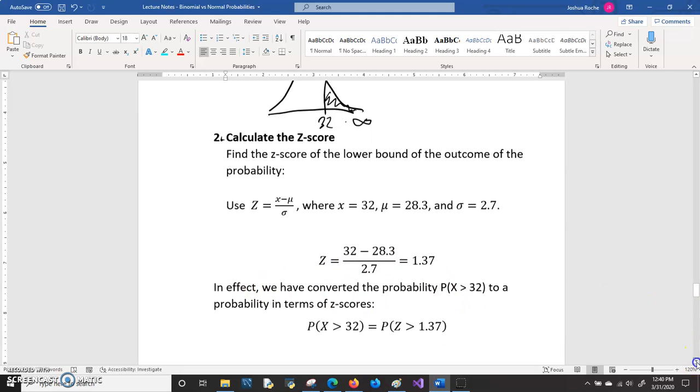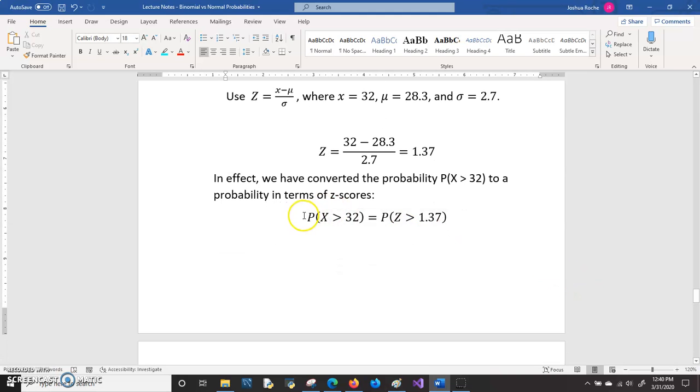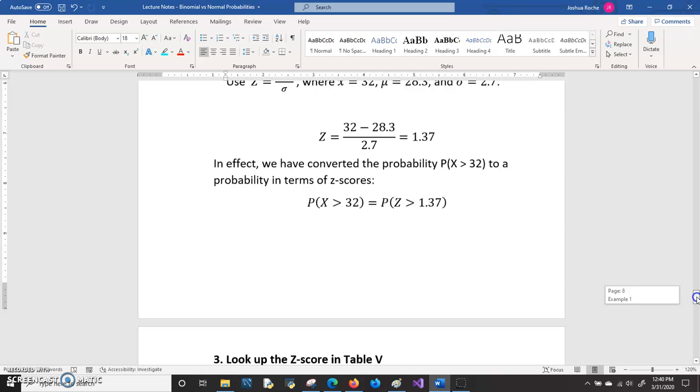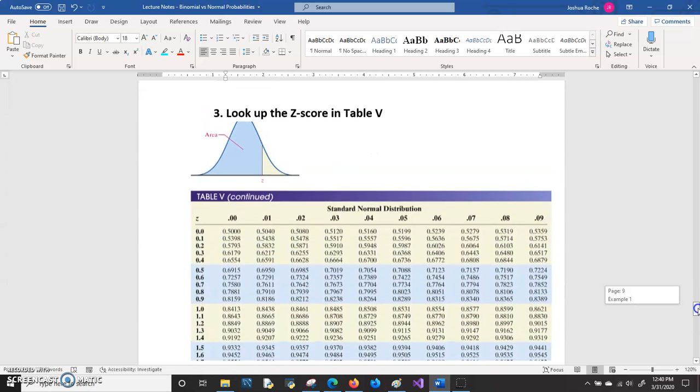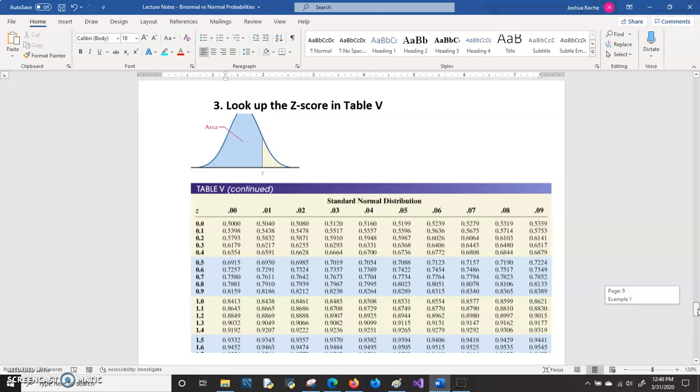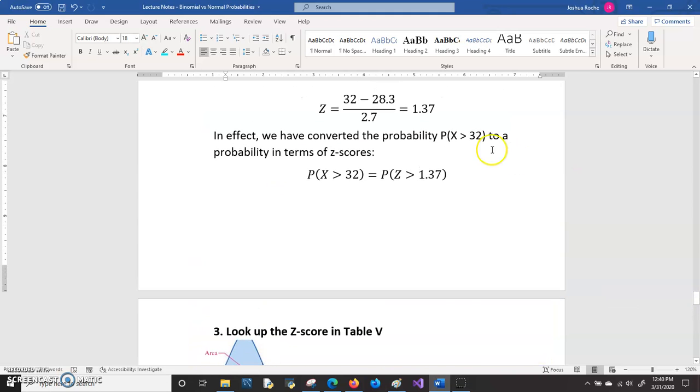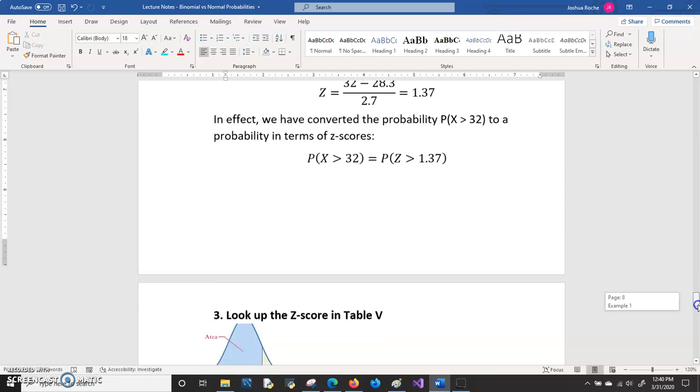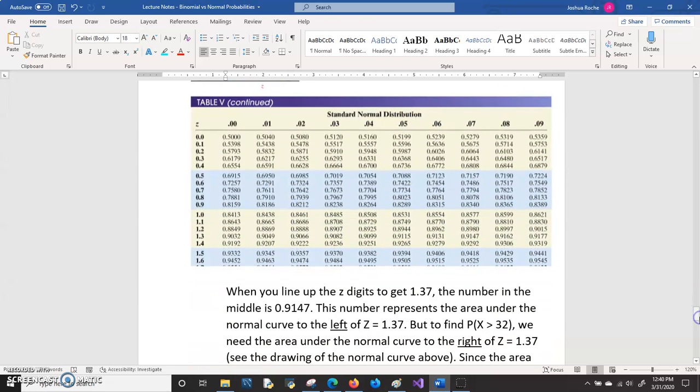By doing that, we've converted our probability so that it's no longer in terms of x, but now it's in terms of z. These two have the same value, but now that it's in terms of z, we can go to the table and look up the z-score. The z-score was 1.37. Go to this table, look for a z of 1.37. Here's 1.3, and here's the 7. We'll see where those line up.